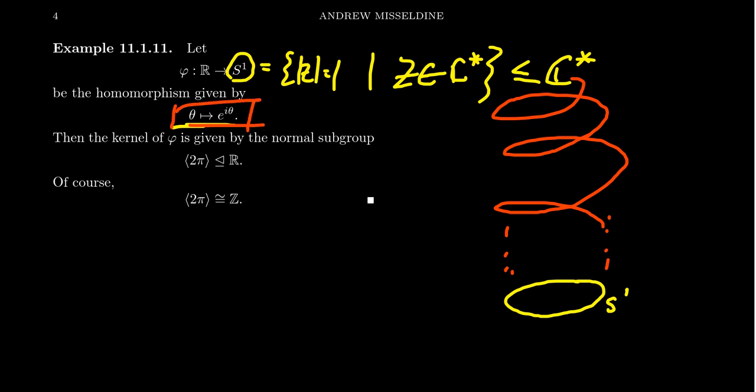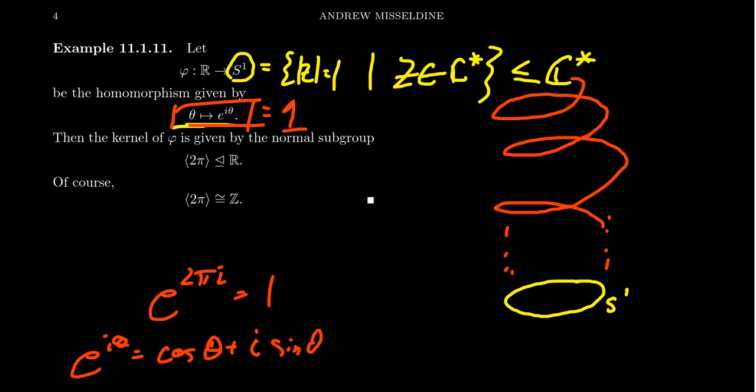Well, the identity of the circle group is the same as the identity of C star. It's going to be the number 1. So we're looking for those real numbers, excuse me, such that e to the i theta, which is a complex number, maps to 1. Given Euler's identity from complex variables, the important thing to realize is that e to the pi i is equal to 1. This comes from the fact that e to the i theta can be written as cosine of theta plus i sine of theta. And so you're going to get 1 exactly when theta is a multiple of 2 pi, because that makes cosine equal to 1 and sine equal to 0.